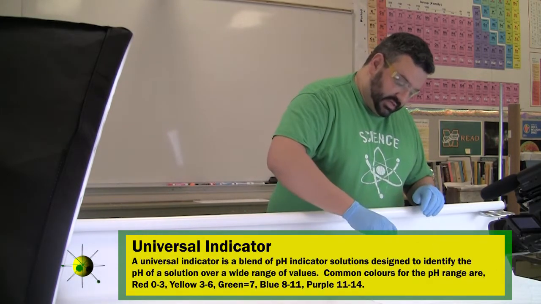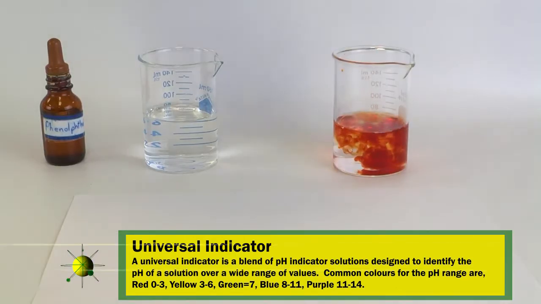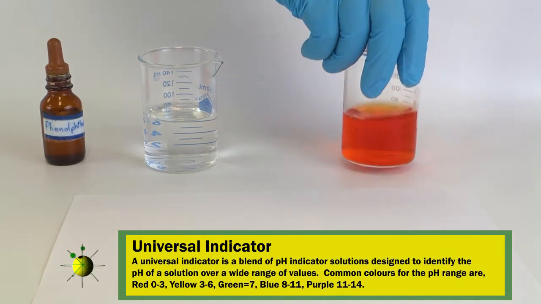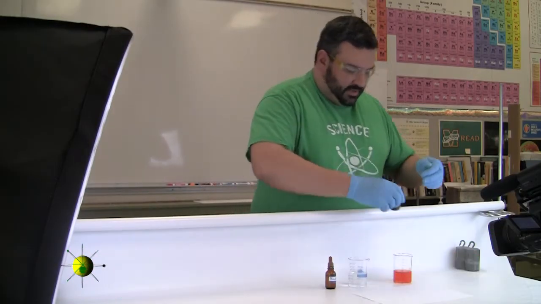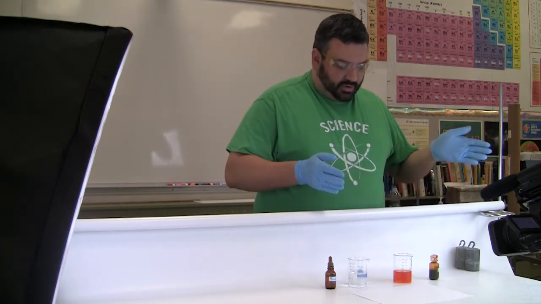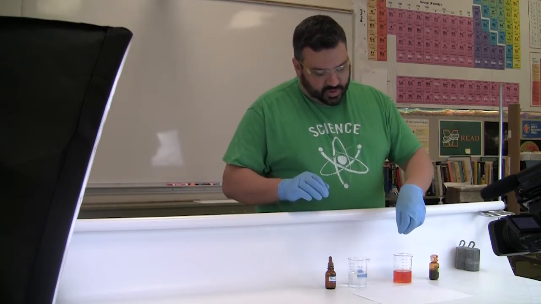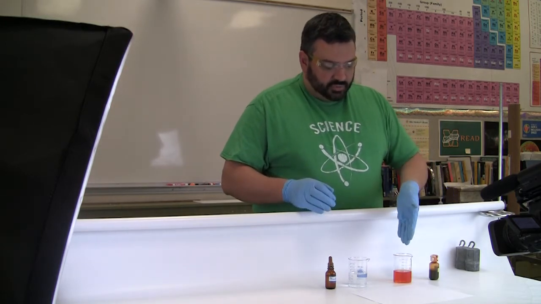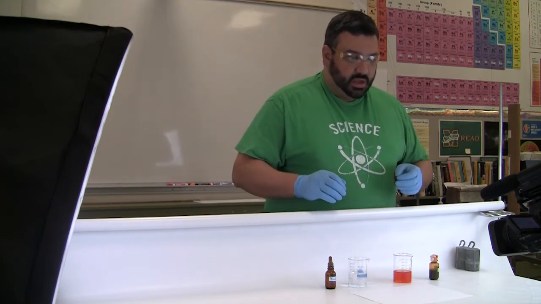Now we have universal indicator, which looks red initially, but once we put it in here, hopefully, okay, it's going to stay red for a bit. That's because universal indicator is a little acidic itself, so it changes color through all the colors of the rainbow depending on the pH. So it's a little acidic itself, which is why it's orange. If we added more acid to it, it would turn red. If we got it to a neutral pH, it would be green, and if we got it to an alkaline pH, it would be blue.